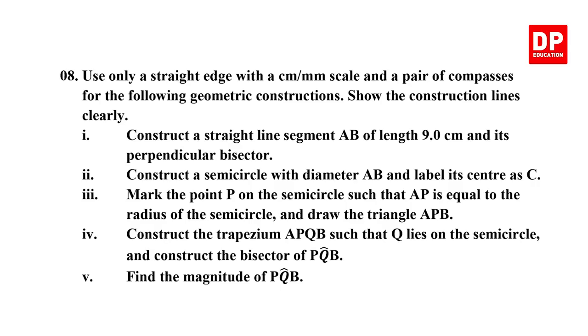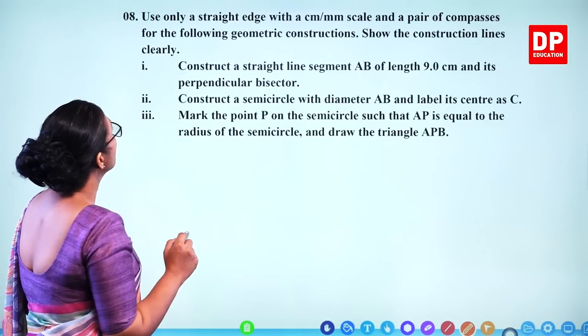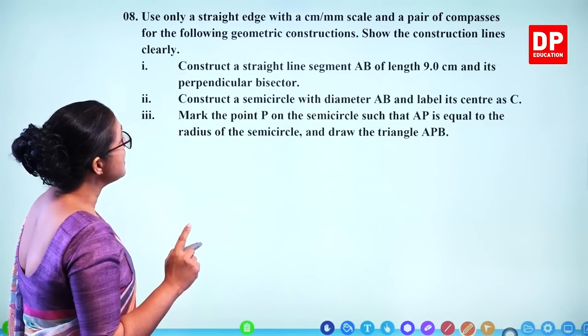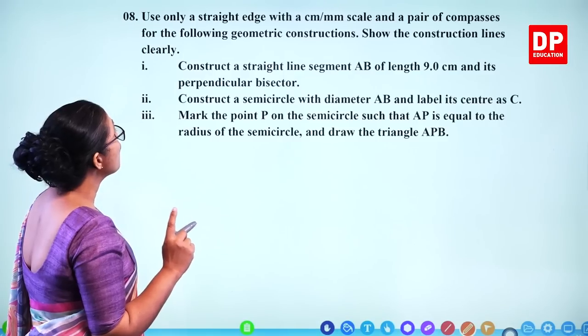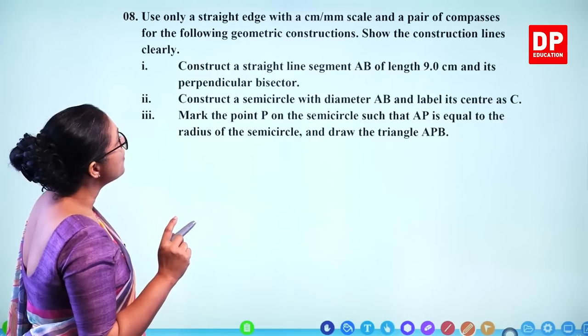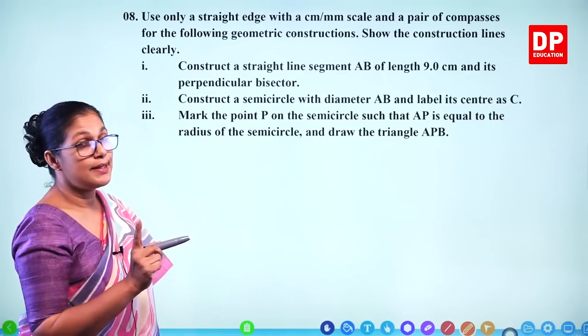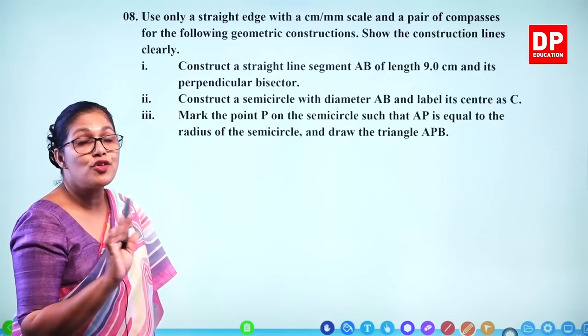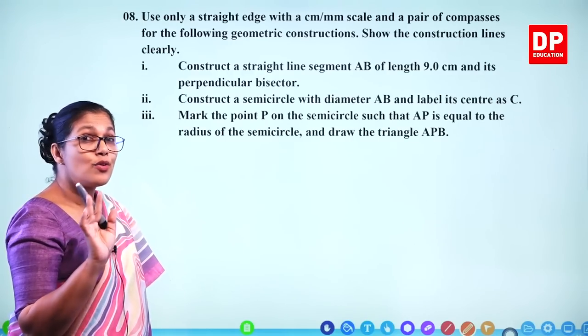Question number 8, you have to use the compass and the ruler. That's a construction question. Use only a straight edge with a centimeter millimeter scale and a pair of compasses for the following geometric constructions. Show the construction lines clearly. So don't erase after you draw the construction lines. Don't erase that.